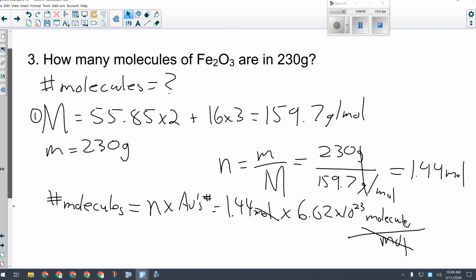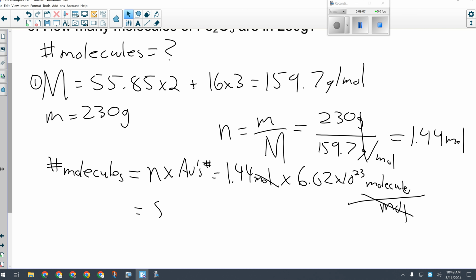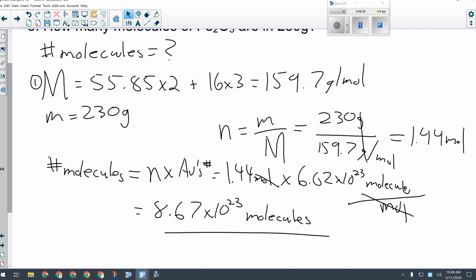All right, so my final answer here would be 8.67 times 10 to the 23. What are my units? Molecules. Okay, that's a type 3 question. Are we ready to go over the type 4 question?